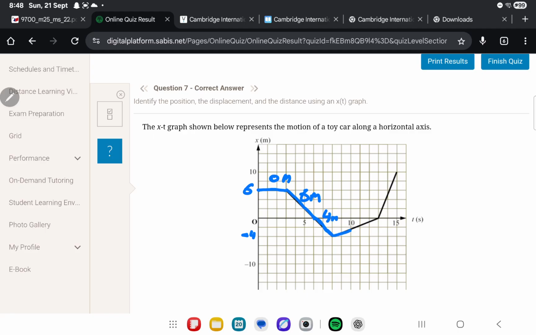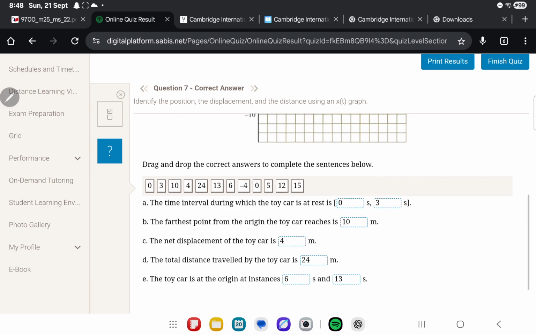And here it went back up to the origin. So it also traveled 4 meters again. And it went up 10 meters. So we're going to add up all of this. 0 plus 6 plus 4 plus 4 plus 10. This will give me 24. And 24 is my answer.